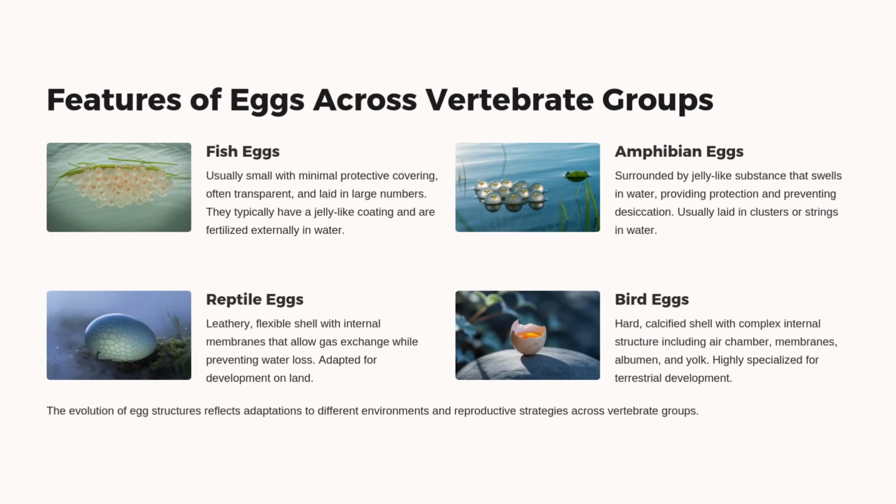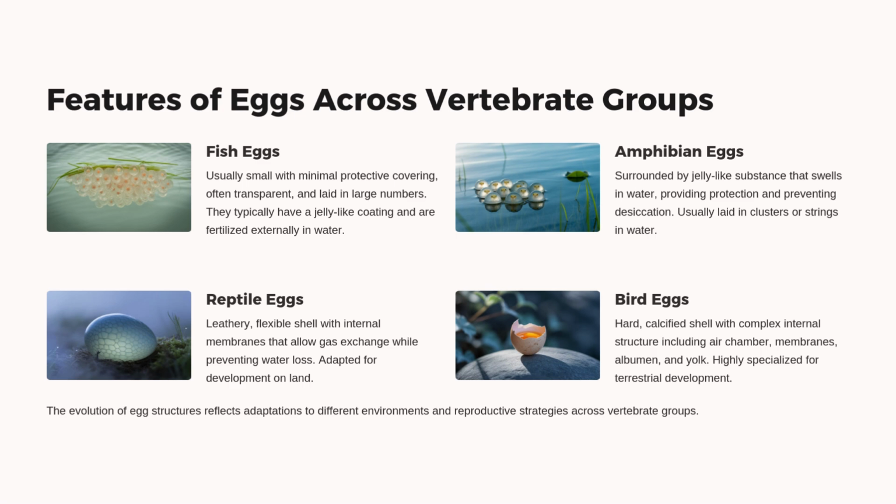Features of eggs across vertebrate groups. Fish eggs. Usually small with minimal protective covering, often transparent, and laid in large numbers. They typically have a jelly-like coating and are fertilized externally in water. Amphibian eggs. Surrounded by jelly-like substance that swells in water, providing protection and preventing desiccation. Usually laid in clusters or strings in water.